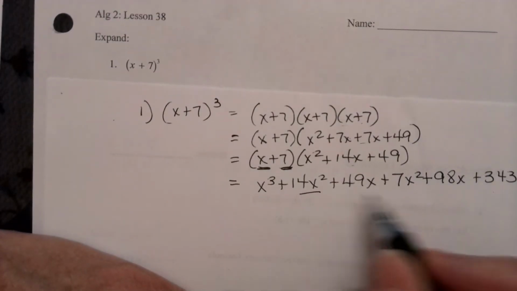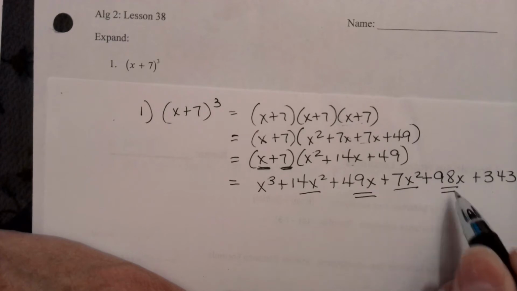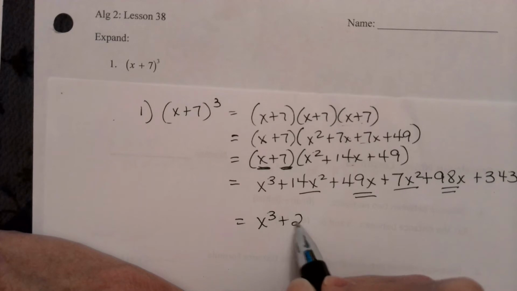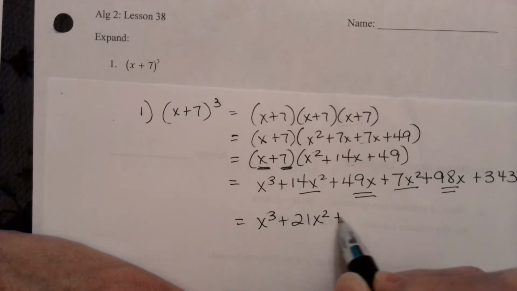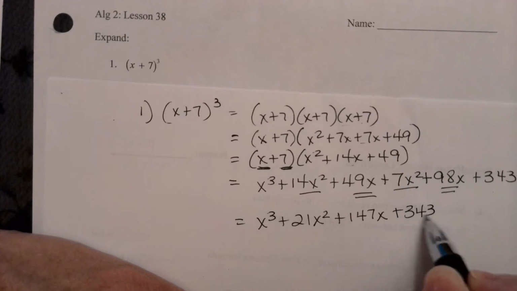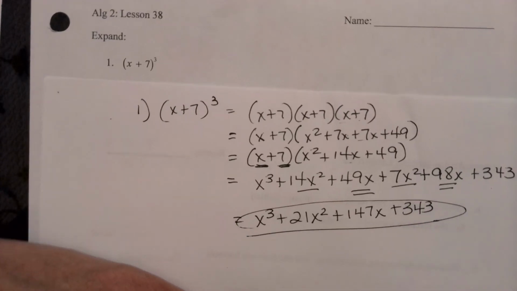Now you want to look for like terms. Okay? You got x cubed, and you're going to have 21x squared, 147x, and you got 343. Okay?